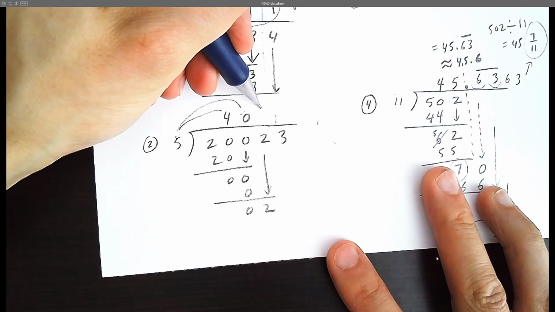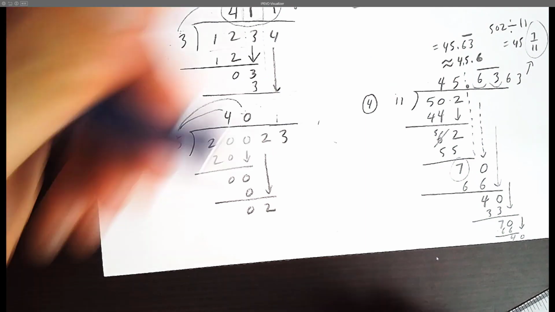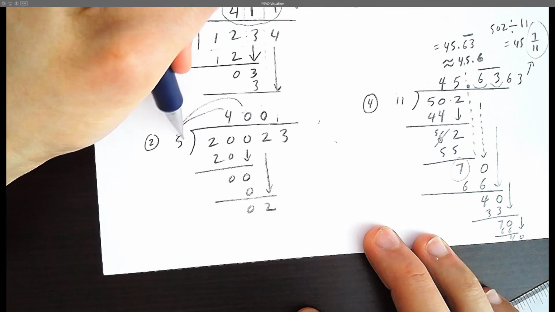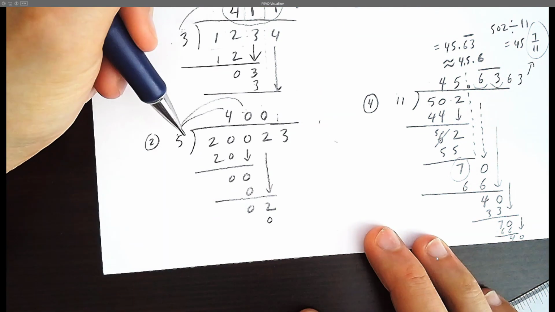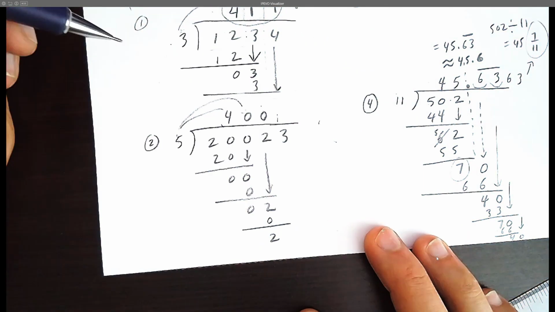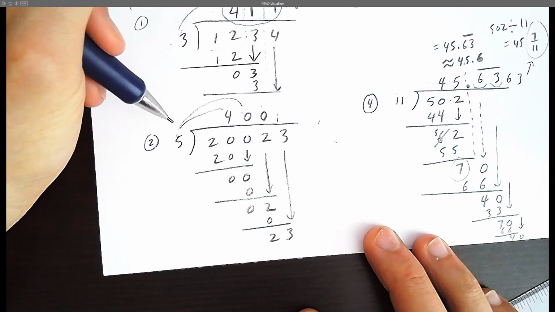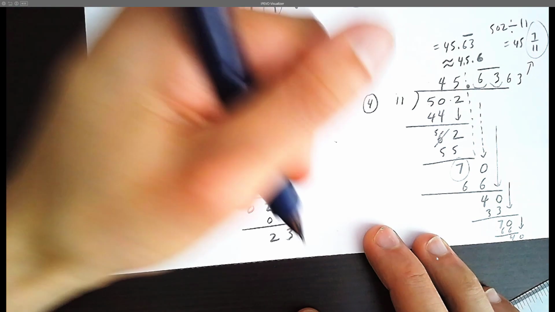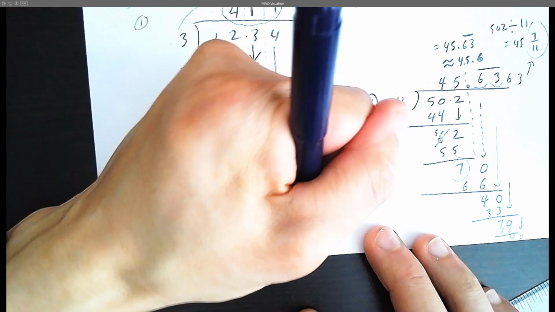5 times what is 2? Unfortunately, 5 times nothing becomes 2. So we have to put another 0 here. 5 times 0 is going to be 0. 2 minus 0 is going to be 2. You drop the next digit, which is a 3 here. 5 times what is 23? 5 times 4 is going to be 20. Cha-ching, 23 minus 20 is going to be 3.